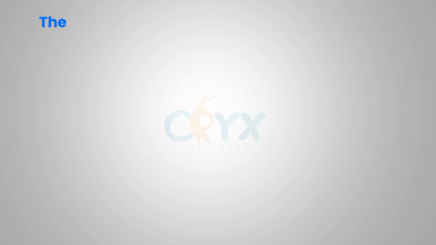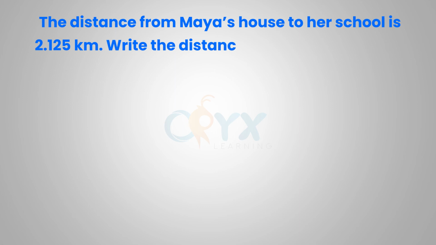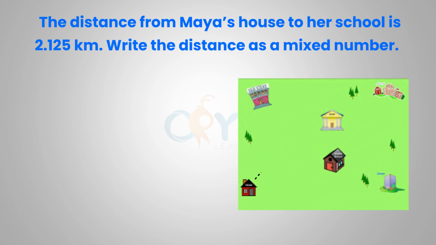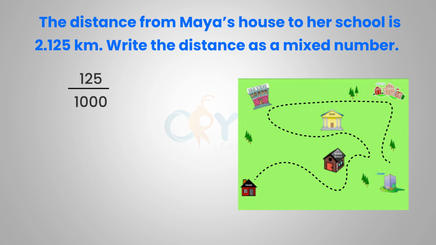Our last example: the distance from Maya's house to school is 2.125 kilometers. Write the distance as a mixed number. So again, we just have to look at the decimal portion of this. We're going to look at the 0.125, and we see that again, the 5 is in the thousandths position. So that means I'm going to write 125 thousandths, or 125 over 1,000.